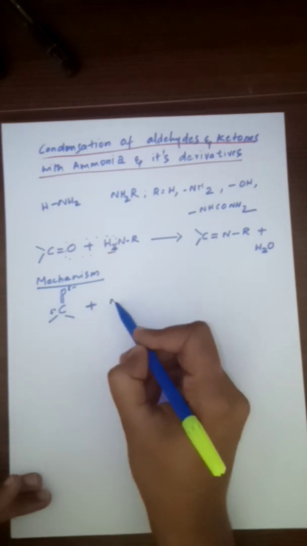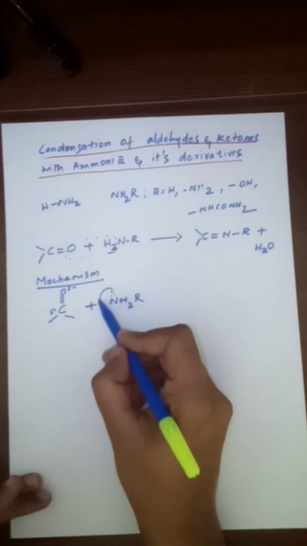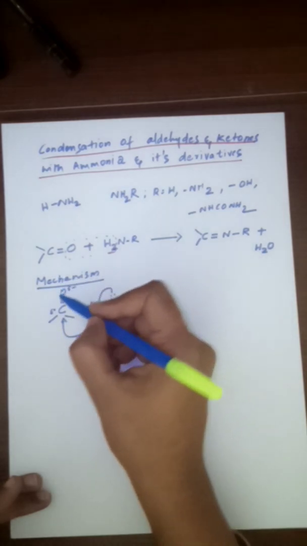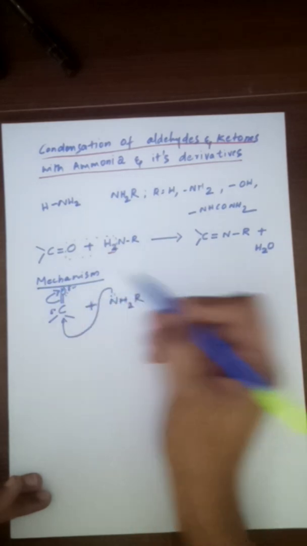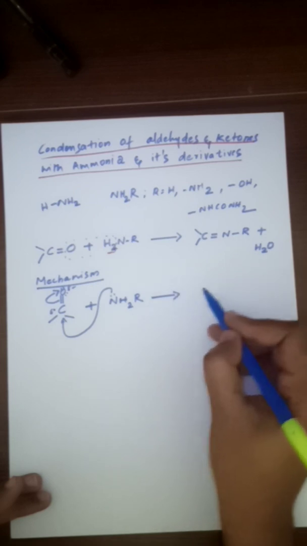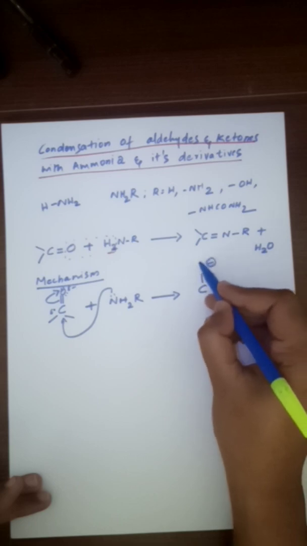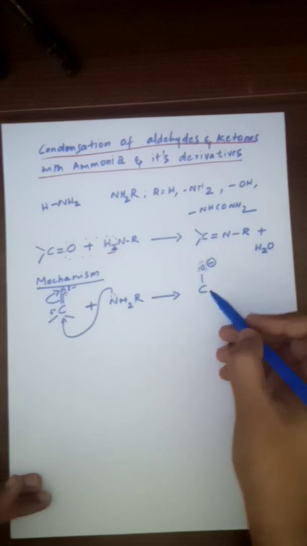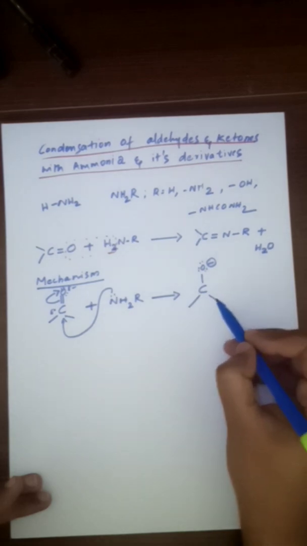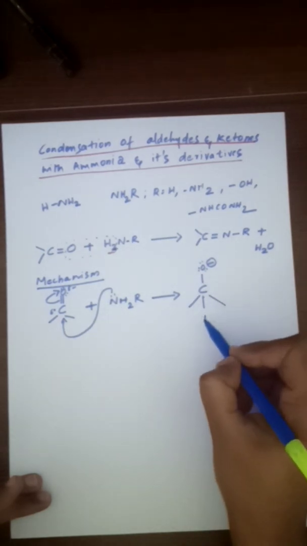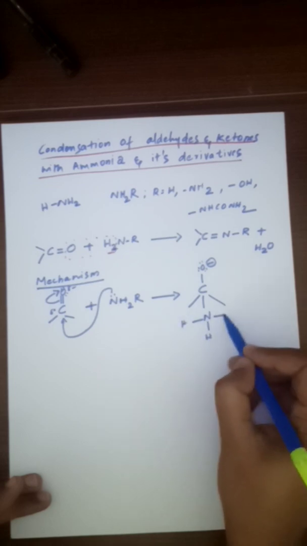When you have an ammonia derivative, I am writing it as NH2R. What is happening here? Ammonia has one lone pair. It will attack the carbonyl carbon and the pi electrons will shift to oxygen. Oxygen already has two lone pairs. So your product will be C, then O minus. Now there are three lone pairs, and here we have NH2R: one H, the second H and R.